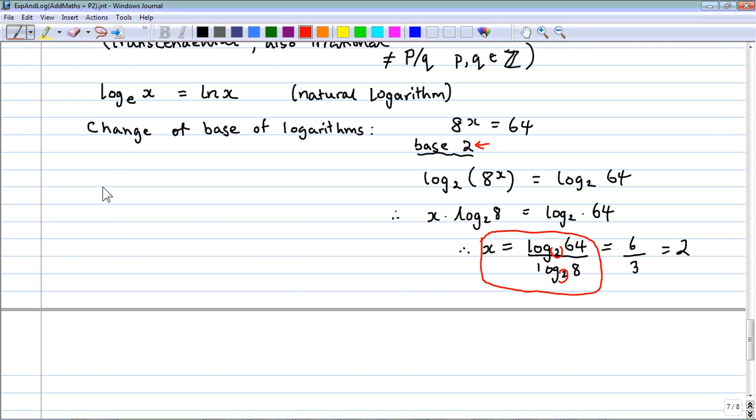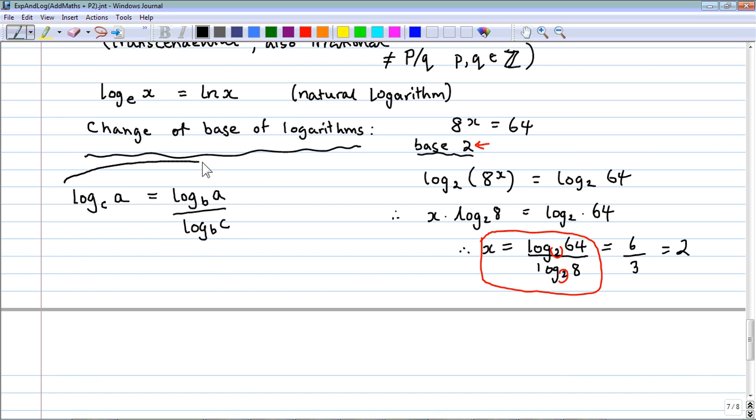So we can see, and you can verify this by a couple more examples if you like, that in general we can write, let's say, log base C of A is always equal to log base B of A over log base B of C. So this is the change of base of logarithms. We can always change the base using this formula.